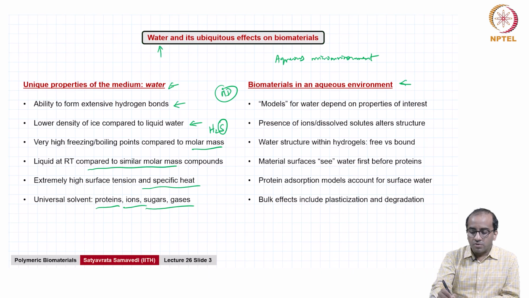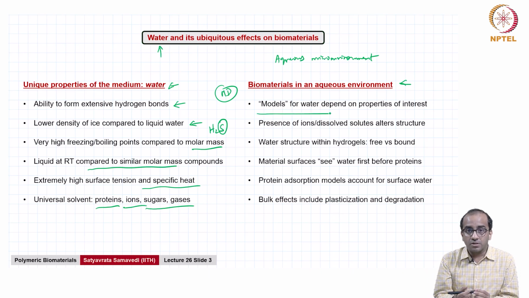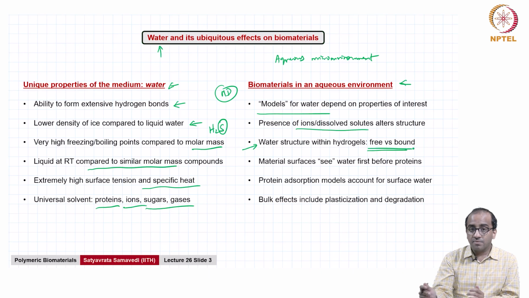So, the model or the force field that you use for water will depend upon what properties are of interest in your specific modeling. Of course, the presence of ions, dissolved solutes, etc. is going to alter the structure. As an example, when we looked at hydrogels, we saw that you can think about two different forms of water, free and bound. Free, which is the bulk, and the bound water, which is in close association with the polymeric chains.